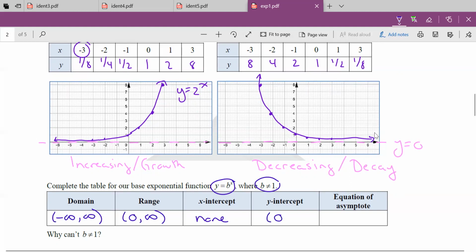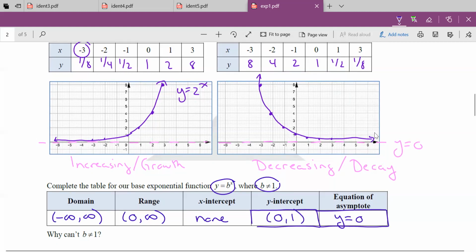I really need you to know that your initial y-intercept is at 0, 1. That's going to be really important coming up. And the equation of your asymptote is y is equal to 0. Also, incredibly important when we start transforming these graphs in the next lesson.